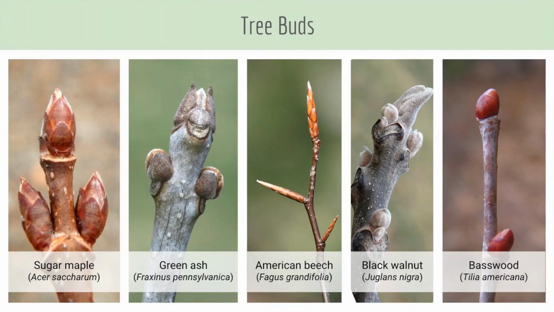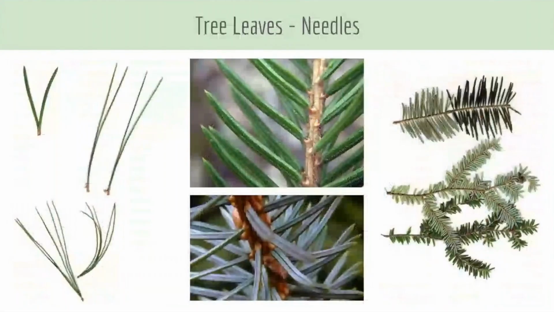With beech, its buds are very narrow, long, and quite sharp. Black walnut, similar to green ash, has very fuzzy buds. The difference here is that black walnut will have alternate leafing arrangements, while green ash is opposite. Then, lastly, there's basswood, with very distinct, large, red buds.